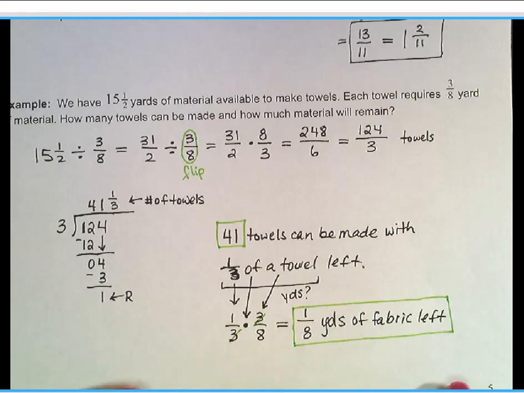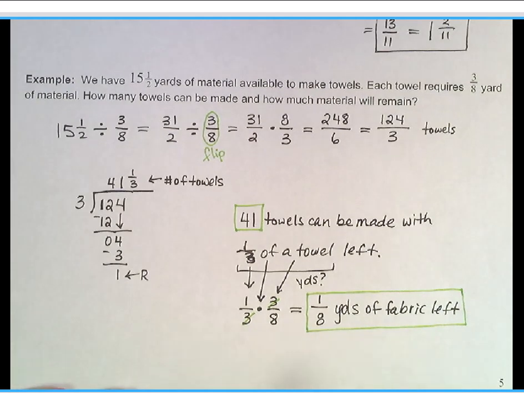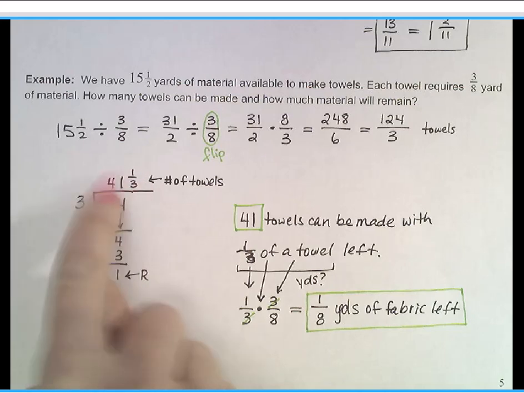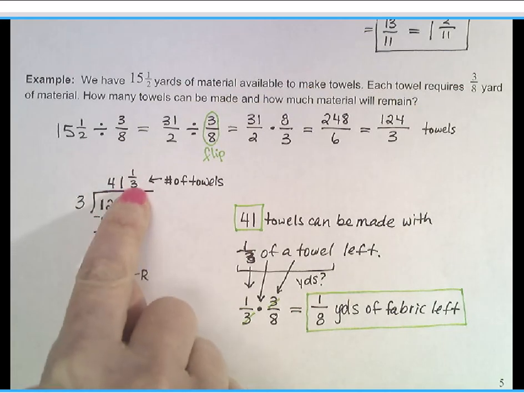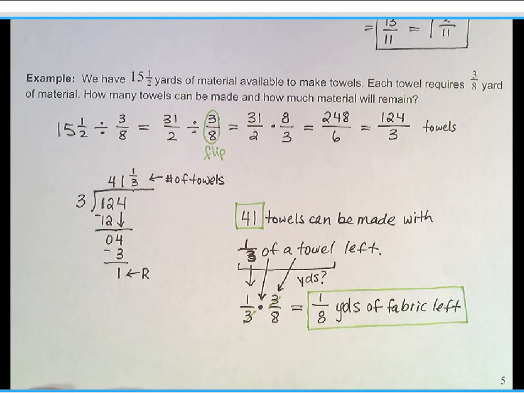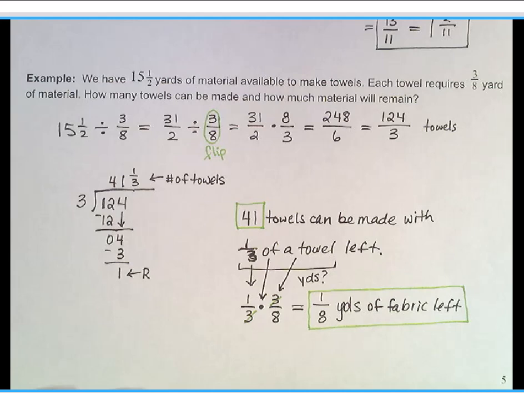So this is what I mean by it's extremely important as you're working the problem to pay attention to what the numbers mean. The whole number is not towels and the fraction is not yards. It's all towels. It's 41 towels and 1/3 of a towel. It was your job to figure out how many yards at the end. So you just have to be careful on these problems. Sometimes they're a little deeper than you think they're going to be when you read them.